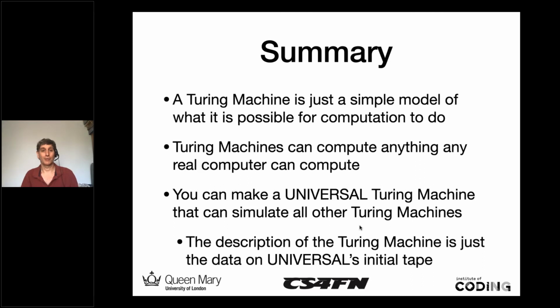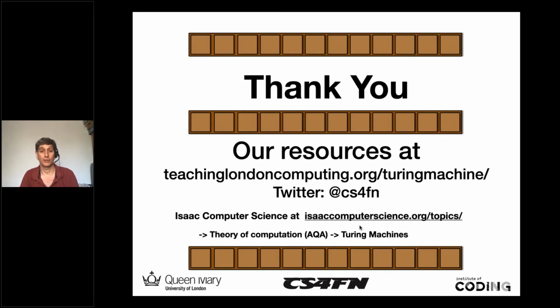Nothing in particular. So that's basically the summary. Turing machines are models of what it's possible for computation to do, but you can build them out of chocolate or whatever other symbols, and this idea of universal Turing machines is the fundamental idea about it. So resources are there. If you want the AQA version of this, go to the Isaac computer science version of Turing machines. There's lots more resources there that do this in a more formal way. It's the only other thing to say.